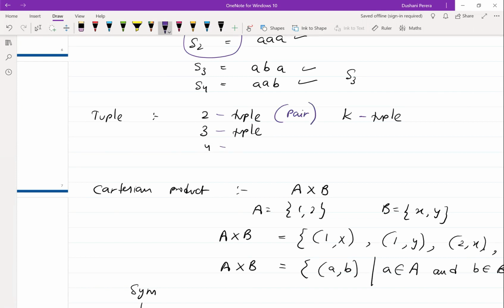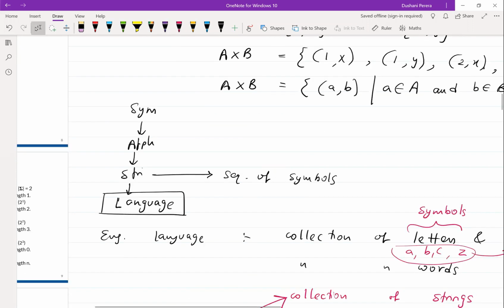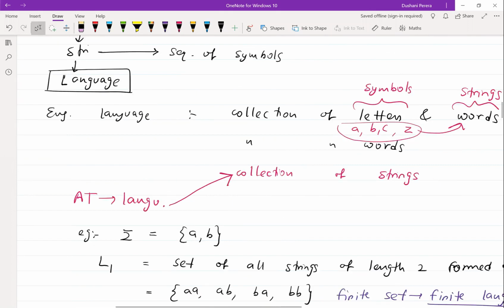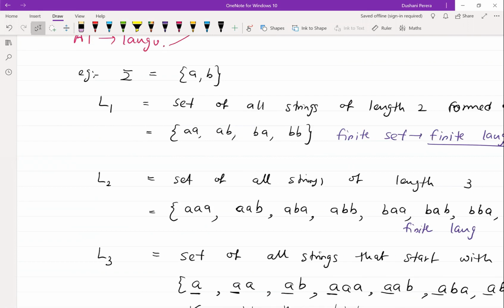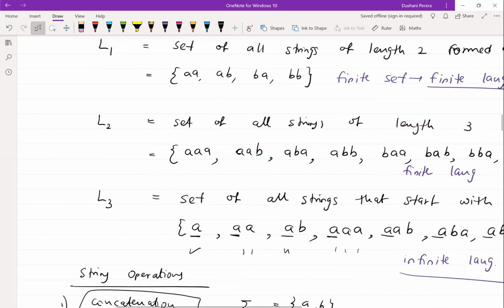A 2-tuple is given a special name called a pair. And then we spoke of the Cartesian product, that of course you know already. And then we went on to talking about languages, and we defined three example languages on an alphabet, L1, L2, L3. L1 and L2 were finite, while L3 was infinite.